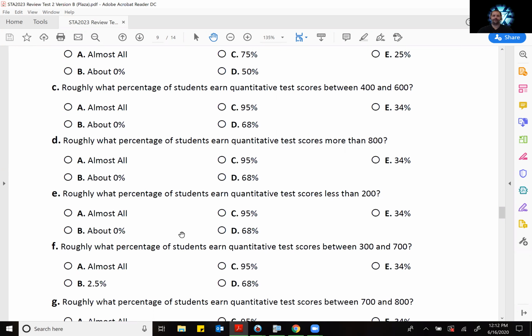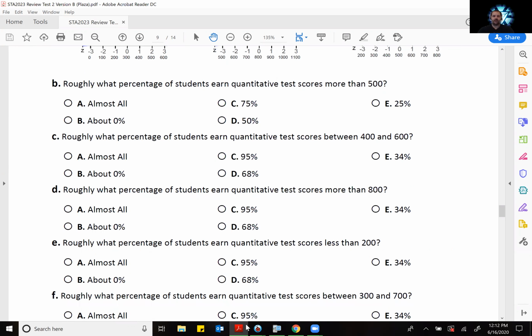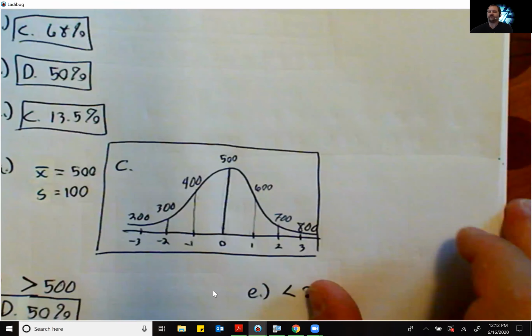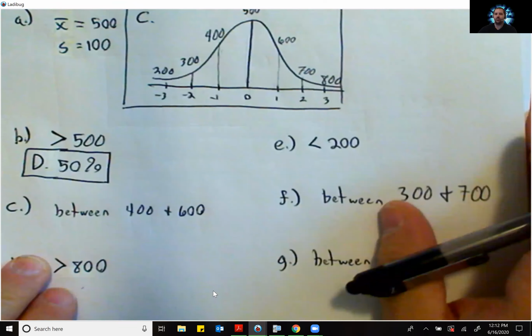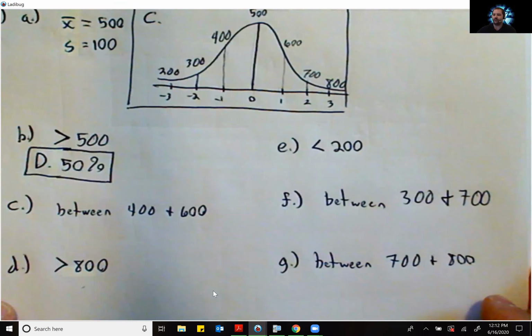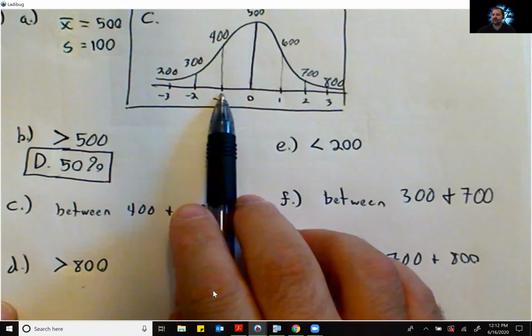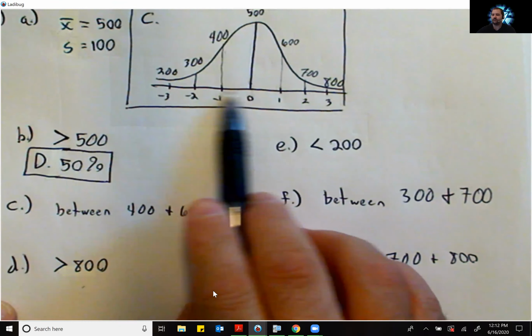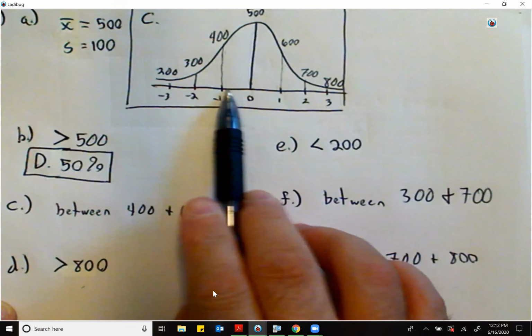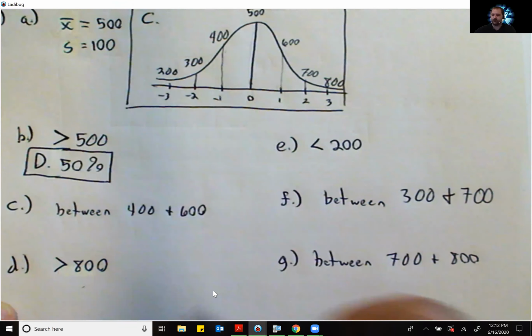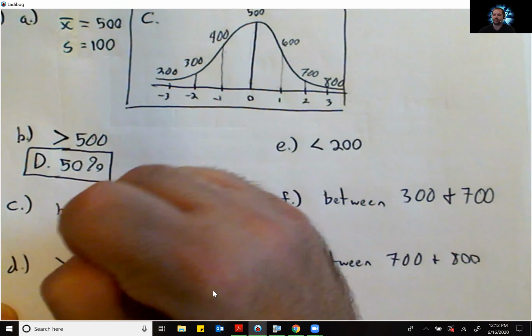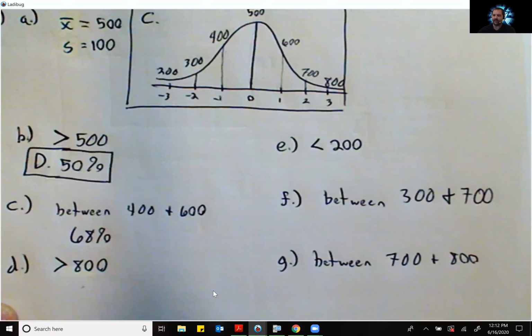Okay. So I've got these written down. We can now answer lots of questions. Let me move some stuff up. So when you're between 400 and 600, that's one standard deviation. How much is that? 68%. Yep, you're just using those empirical rules that we talked about a second ago, 68%. And we'll figure out what letter that is here in a couple minutes.